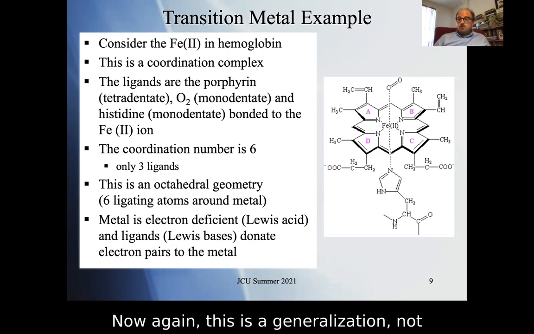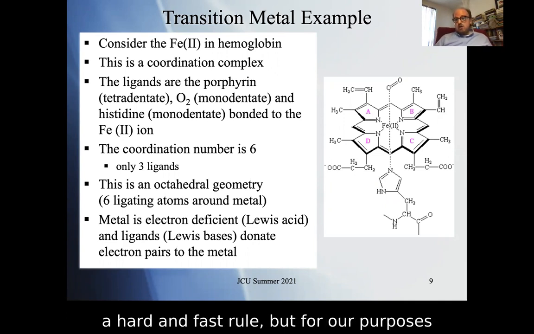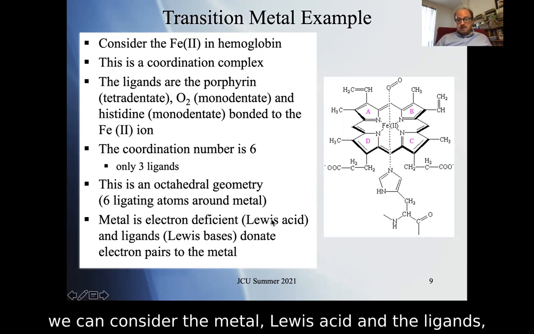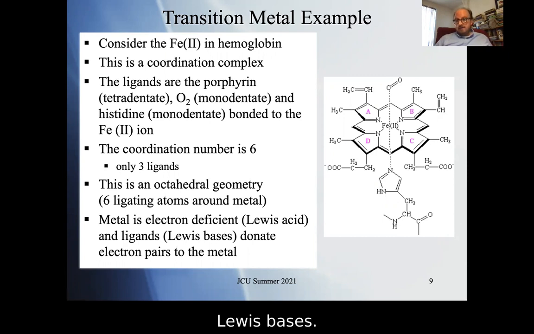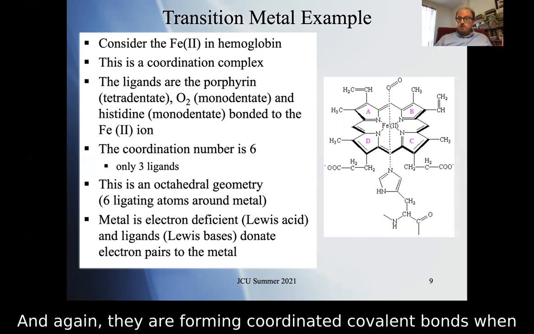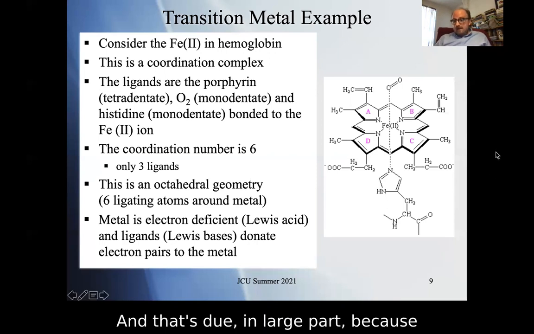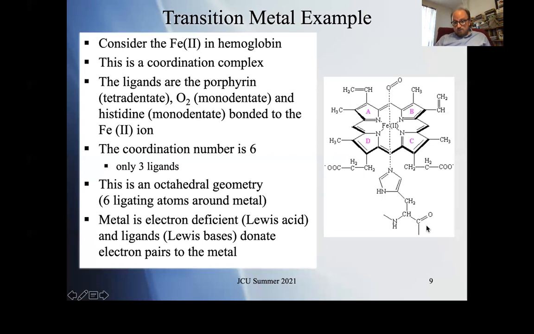Now, again, this is a generalization, not a hard and fast rule, but for our purposes and what we are going to see in our experiment, we can consider the metal a Lewis acid and the ligands Lewis bases. And they are forming coordinate covalent bonds when they form this complex ion. That's due in large part to the 18 electron rule.